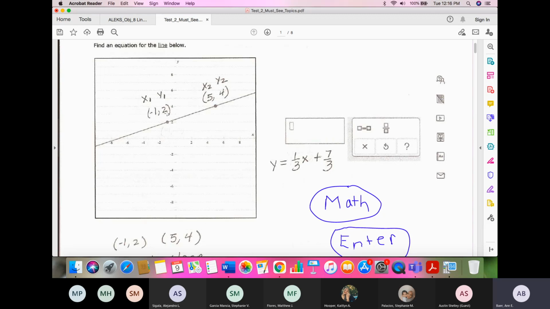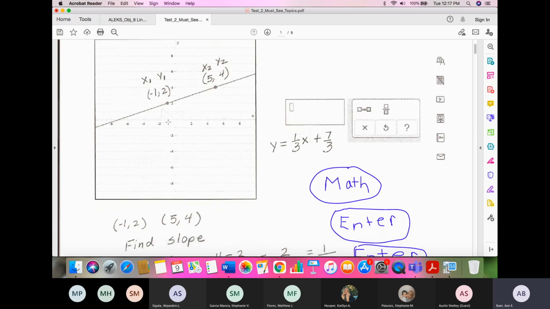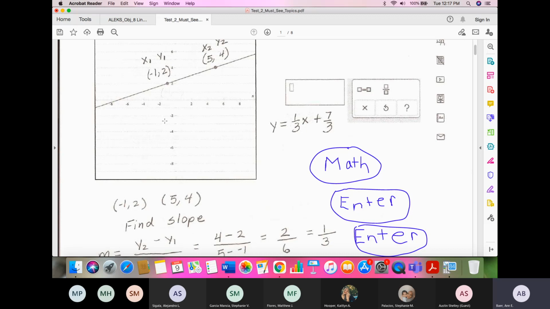So that's the y-coordinate. This point, straight down to the x-axis, that would be at 5. Straight over to the y-axis, that would be at 4. So the coordinates are 5, 4. Whereas this one is -1, 2. So this point here is at -1 and then 2 for the y coordinate. So we have our 2 points. I just copied down those 2 points right here.